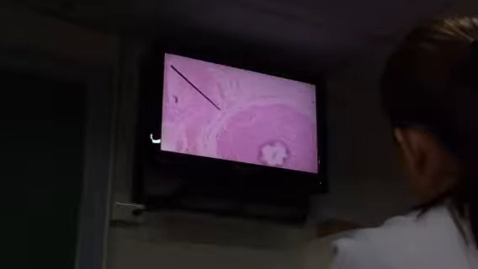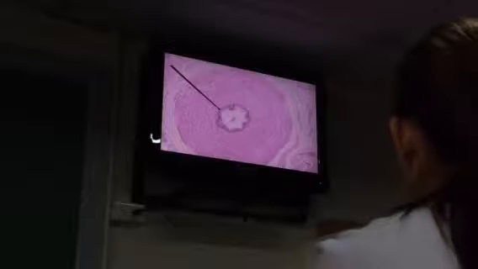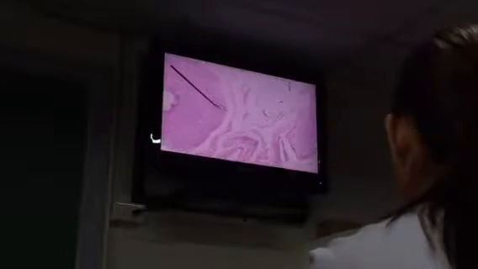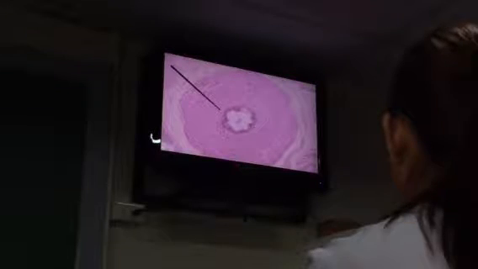Looking at a single structure with a very thick muscular layer. Look at that. You might remember the ureter, it looks like a ureter, but this one has a very thick wall. Just a single structure with a very thick wall, you know you are in the vas deferens.